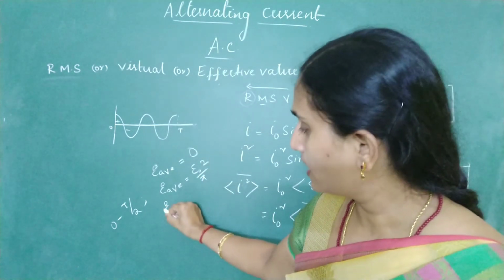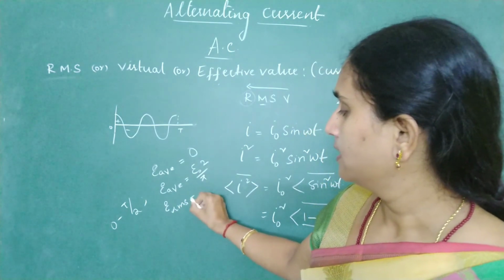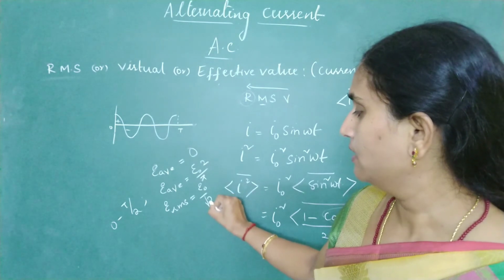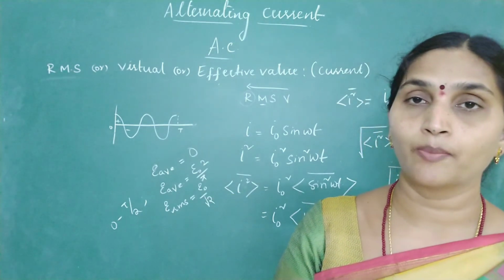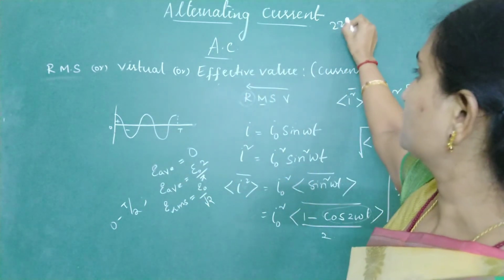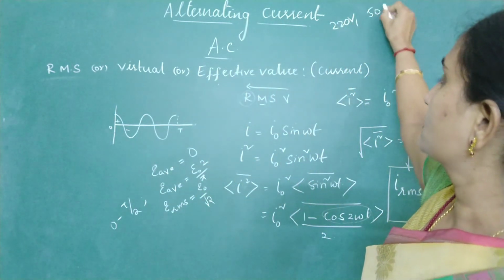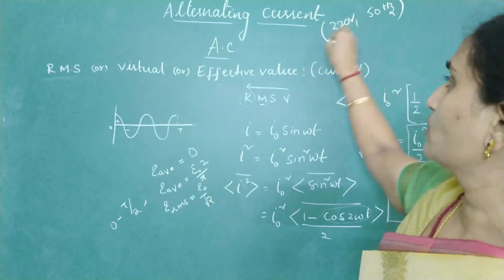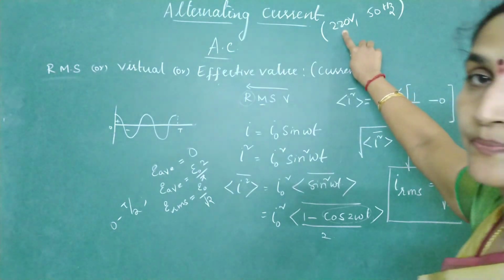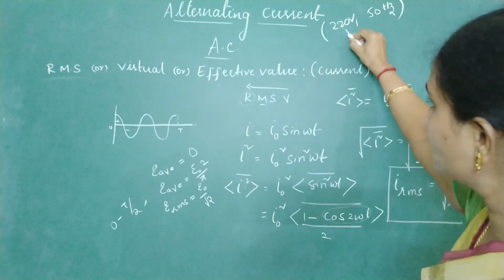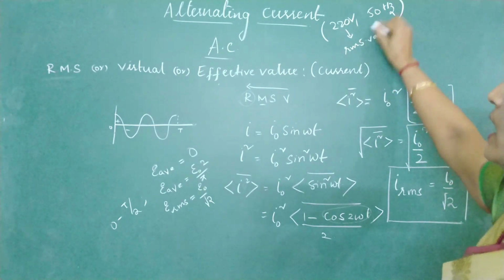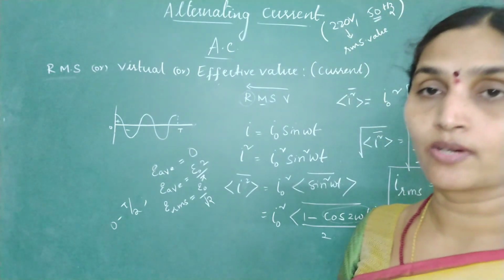And how to get the R.M.S value of this EMF? The R.M.S value of EMF will be the peak value divided by root 2, E naught divided by root 2. Generally in India we use 220 volts and 50 hertz. The AC we use is about 220 volts and 50 hertz. What is this 220? Whenever you get this 220, remember this is the R.M.S value. And 50 hertz is the frequency we are going to use.